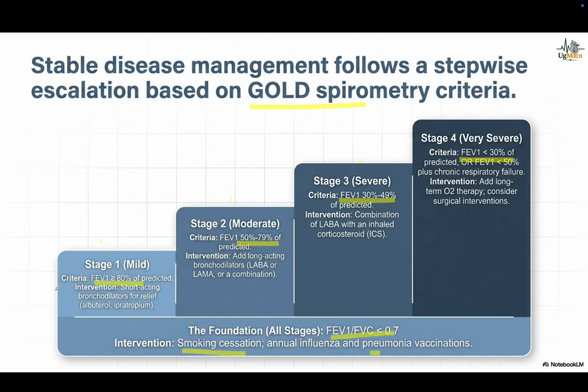Stage 1, mild. Use short-acting bronchodilators, albuterol or ipratropium for relief. Stage 2, moderate. Add a long-acting agent, either a beta agonist, a muscarinic antagonist, or a combination. Stage 3, severe. Escalate to a combination of long-acting beta agonist and inhaled corticosteroids. Stage 4, very severe. Add long-term oxygen therapy and consider surgical options.